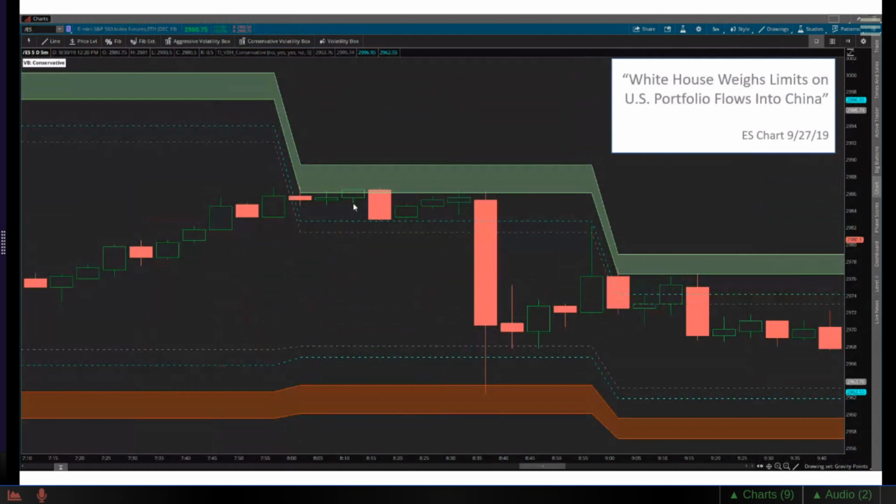Now let's look at a news setup. And so last week, we're not trying to pick and choose. We had news on the 27th of September come out where essentially it hit the market that the White House was weighing, again, keyword being weighing, limits on U.S. portfolio flows into China. Now, when this event came out, the market plummeted. This was, I think, like an 18 or 20 point candle. So about $1,000 if you're trading the full size.